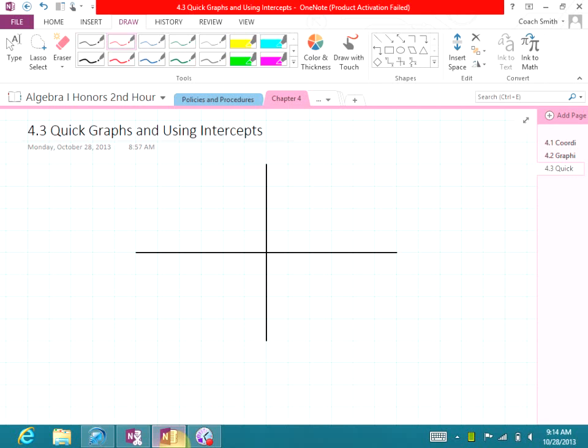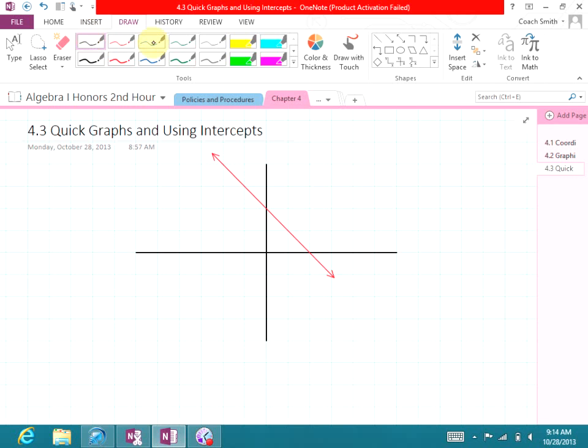Quick ways to graph lines. The actual graphing of them, we won't do a whole lot of that in this lesson, but we need to have it on graphs so we can see what they're actually talking about. When I graph a line, okay, let's say I have that line right there.